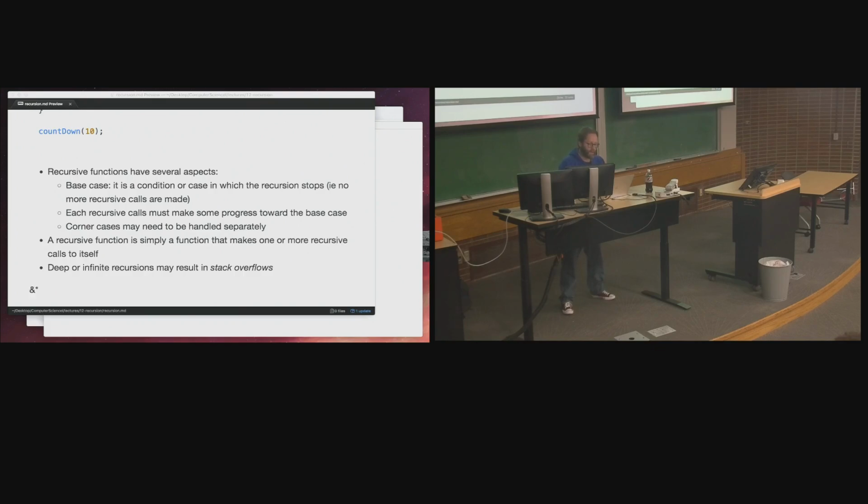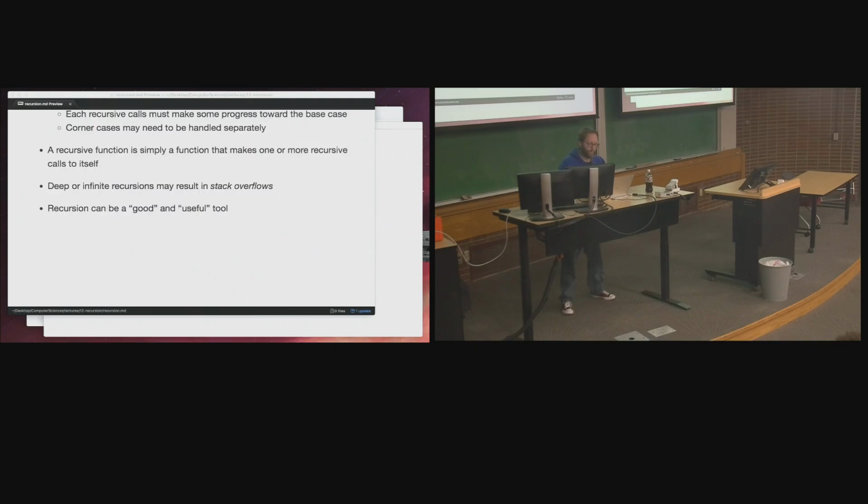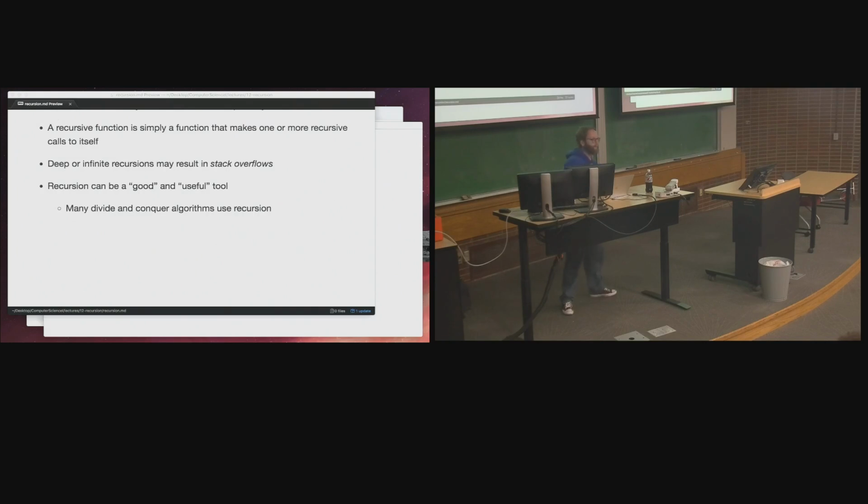Recursion can be a good and useful tool. Many divide and conquer algorithms use recursion. For example, what we're going to be looking at next is searching and sorting. One of the first things that we're going to look at is binary search, where you can basically cut a list in half each time by making a single comparison. You're searching for a needle in a haystack, basically. And you can divide and conquer this array by dividing it into two sections and deciding if my element exists, is it over here or over here? That's how you conquer it.